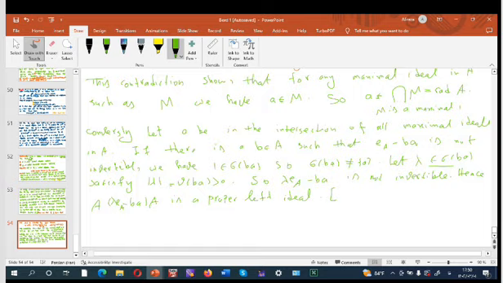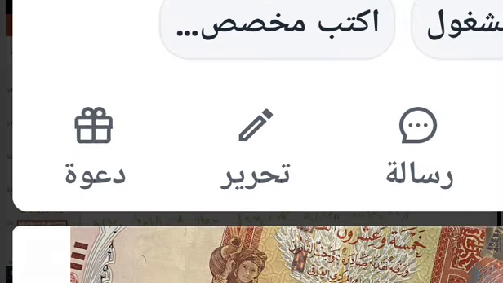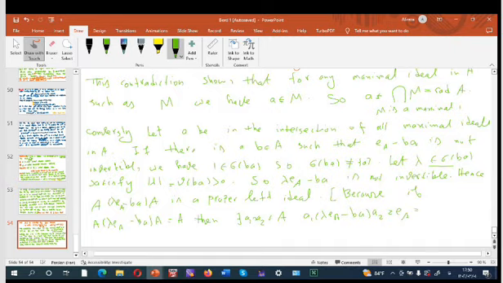Because this must be proper, because if this equal to the whole algebra, then there exist two elements in A such that A1 lambda EA minus BA multiplied by A2 equal to EA, and this shows this element is invertible and also this element is invertible. And this is a contradiction, okay?